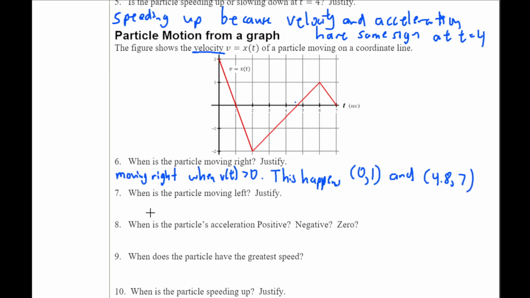When's the particle moving to the left? I'm not going to rewrite it again, but it's whenever v of t is less than 0. That's when the velocity graph is negative, below the t-axis, the x-axis. So that's from 1 to 4.8.